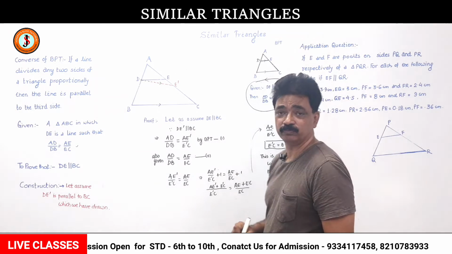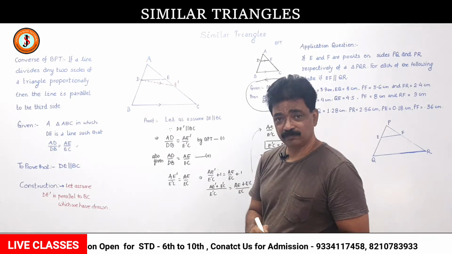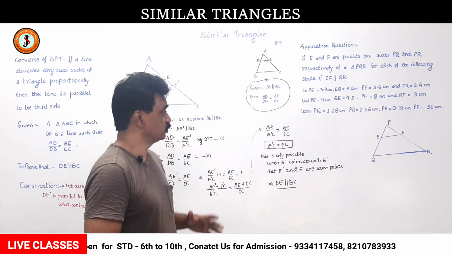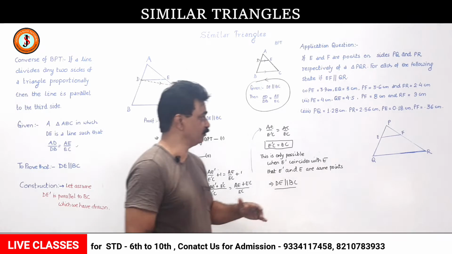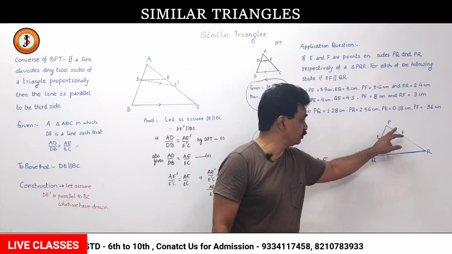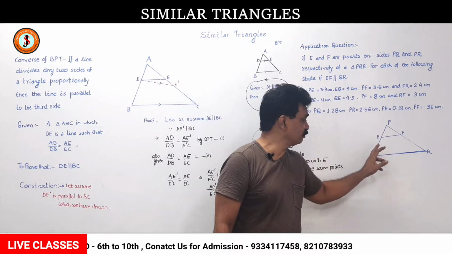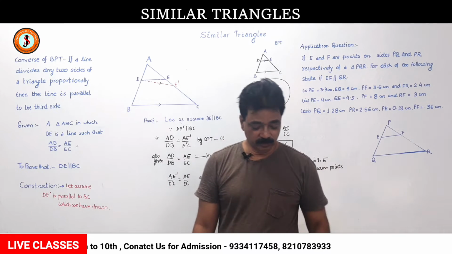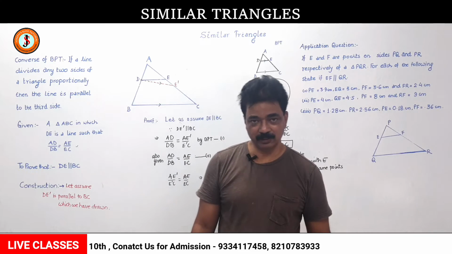D is parallel to BC. Did you understand? So, this is the converse of BPT. So, what is the takeaway? If in this figure we can get PE by EQ is equal to PF by FR, that means EF will be parallel to QR. Did you understand? So, we will do some application problems.